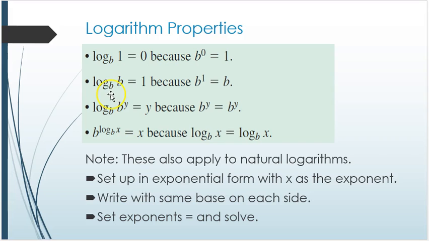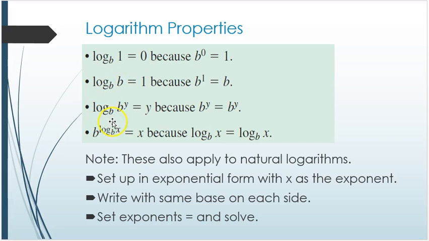Another shortcut is if you have log base b of b. If those two numbers match, then the answer is going to be 1, because what they're saying is b to the first power equals b. Anything to the first power doesn't change its value. It stays as what it is. So look for the base and what you're taking the log of to match.